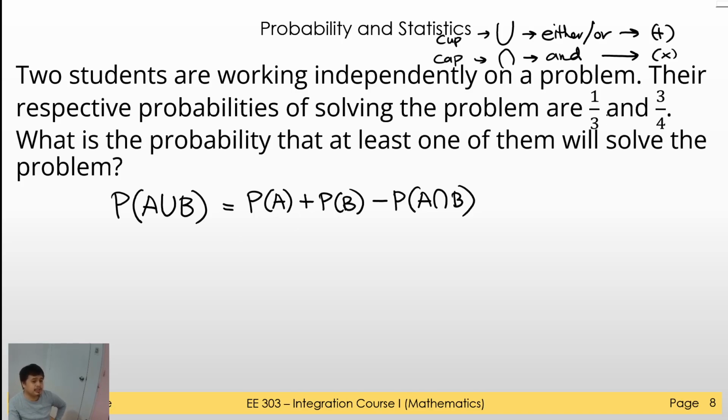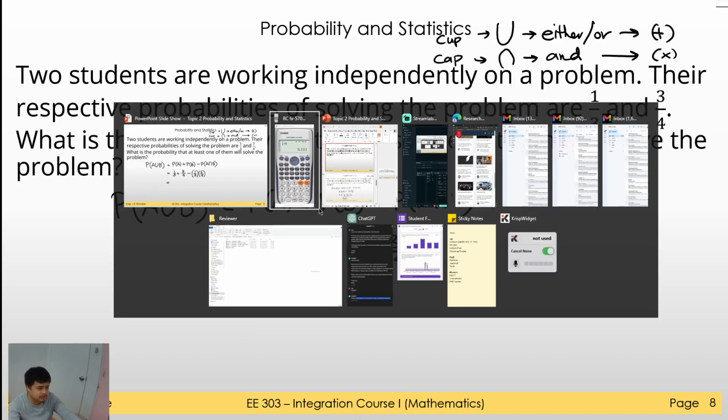So what are P of A and P of B? We are already given them here. P of A is 1/3 and P of B is 3/4. What is the probability of the case wherein they solve this problem together? We should multiply them. It is that simple. So we have 1/3 times 3/4 as the probability that A and B will happen. So we can just use our calculator.